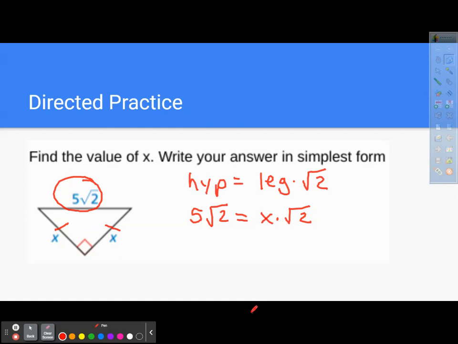What did you just tell me is the opposite of multiplying? It's dividing. So to get rid of the square root of 2, you would divide both sides by the square root of 2. These cancel. What happens to these two? Square root of 2 divided by square root of 2, they cancel. So all you have is 5 equals x. Now, if the hypotenuse is the leg times the square root of 2, and the hypotenuse is 5 times the square root of 2, does it make sense that this would be 5? Yeah.